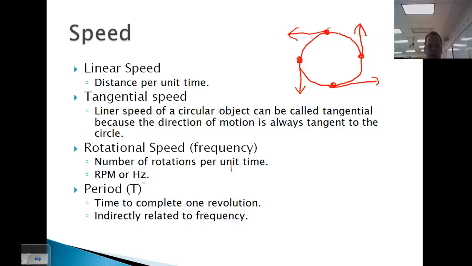A key new variable we're going to look at is period. Period is the time it takes to complete one revolution or rotation. This is the opposite of frequency. So you can relate period and frequency. Frequency is 1 over period, or period is 1 over frequency. So the number of revolutions per unit time is frequency, or rotational speed. Period is the time it takes to complete one revolution. They're the opposite of each other. Period is capital T versus little t, which was time. So period is the time it takes to complete one circle.